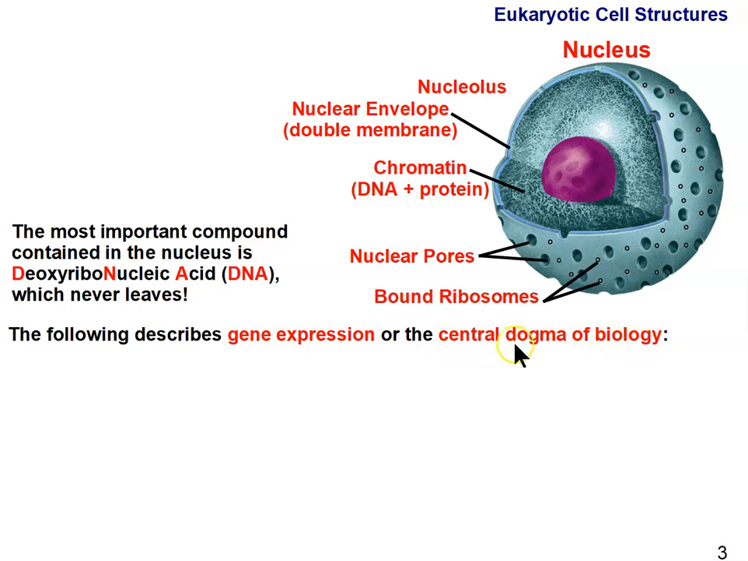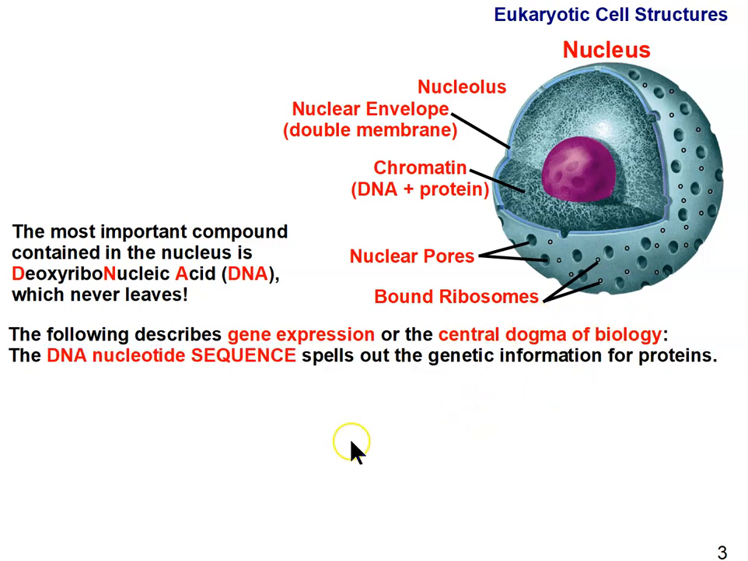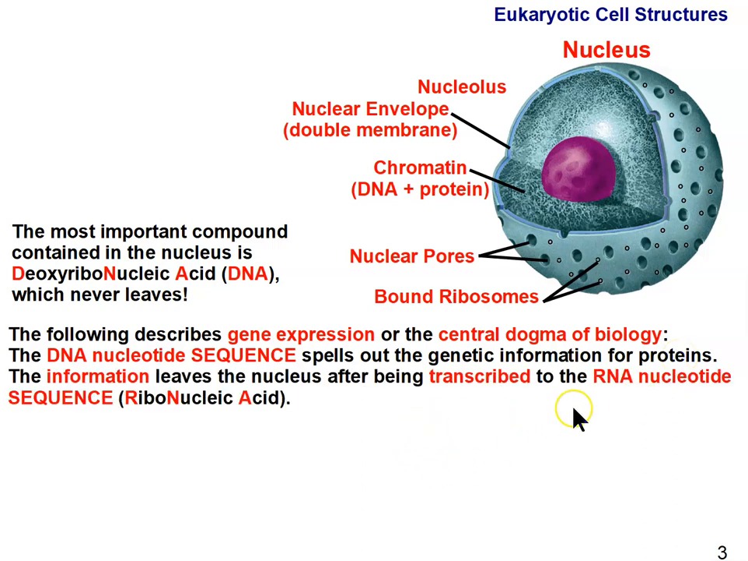And also the central dogma of biology. We refer to it as that because it is so fundamental to life. All life functions in this way, from genes to proteins. So the DNA nucleotide sequence spells out the genetic information of proteins. Sequence. I'm trying to emphasize that because it's all about the sequence. So nucleotide sequence spells out the sequence of amino acids in a protein. But in between the DNA sequence and the protein amino acid sequence, there's RNA, right? Ribonucleic acid. So even though the DNA stays in the nucleus, the information of the DNA leaves the nucleus after being transcribed to RNA.